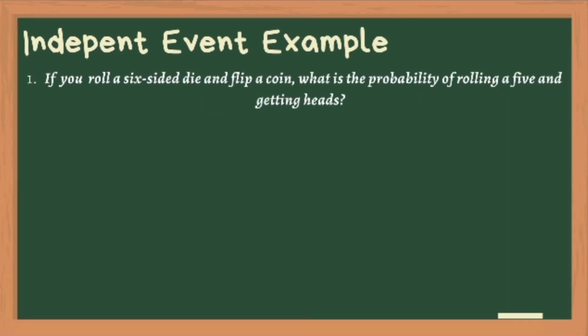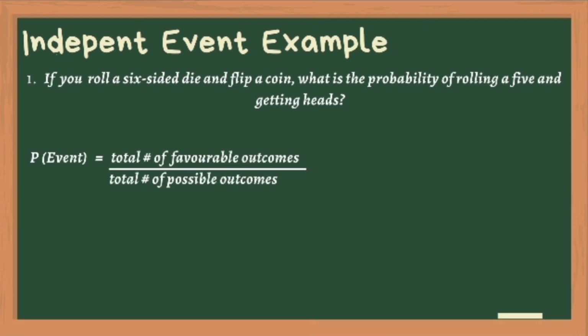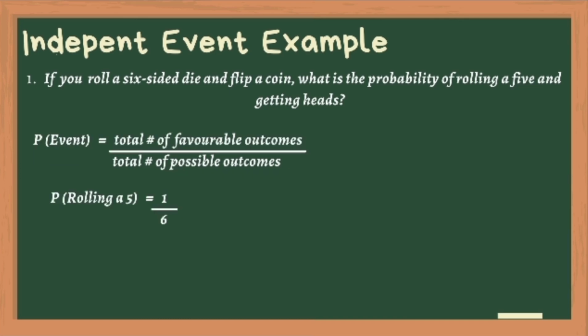If you roll a 6-sided die and flip a coin, what is the probability of rolling a 5 and getting heads? We need to know the probabilities of each event. If you watched the previous video, you should know the probability of an event is equal to the total number of favorable outcomes divided by the total number of possible outcomes. For the first event, there is only one favored outcome, which is rolling a 5, and there are a total of 6 possible outcomes since we are rolling a 6-sided die. As a result, the probability of rolling a 5 is equal to 1 over 6.